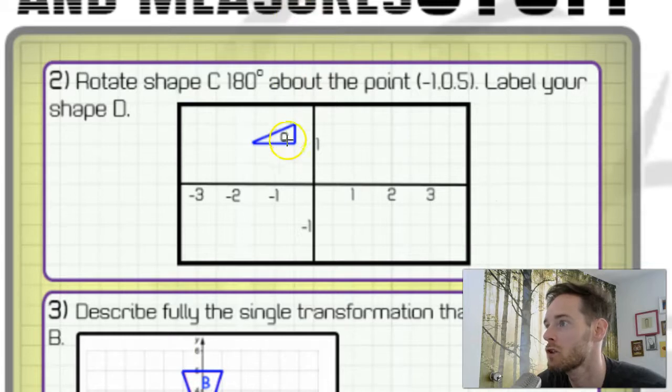Okay, so I'm just going to plot the coordinate point first of all. So the coordinate point is at -1, 0.5. So go across to -1 and then up to 0.5, and that would be there. That's our point of rotation. Okay, that's our center of rotation. And we're going to go 180 degrees around that point.